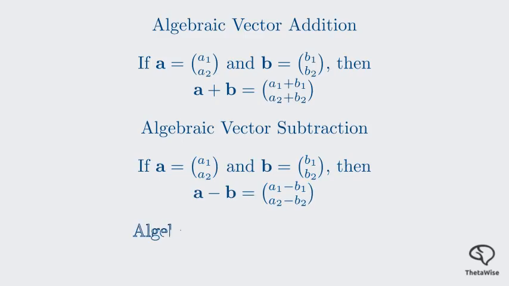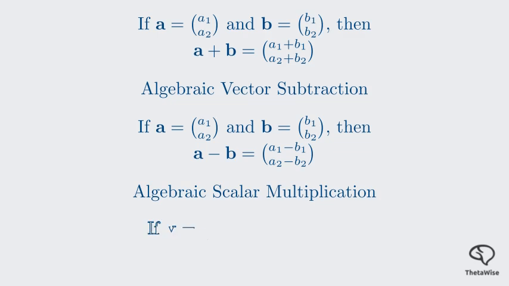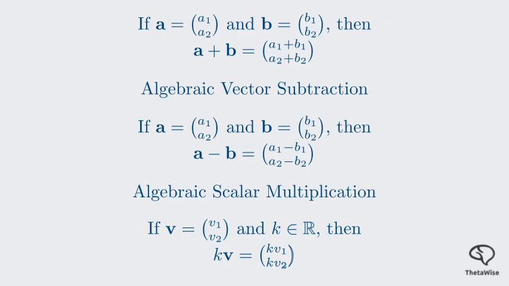Finally, algebraic scalar multiplication is just as easy. To multiply a vector by a scalar k, you multiply each of its components by that scalar. So k times vector a is a new vector with components k times a1 and k times a2. This operation perfectly captures the geometric scaling and direction change we discussed earlier.